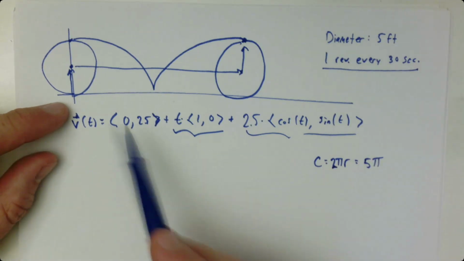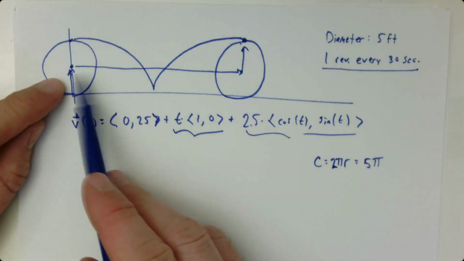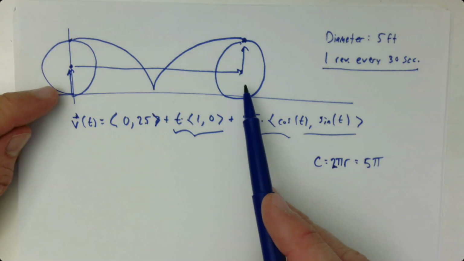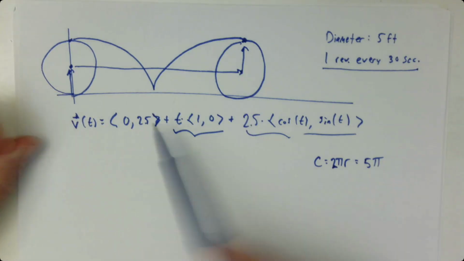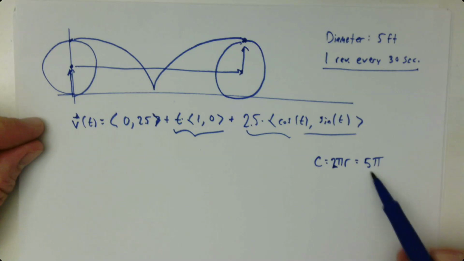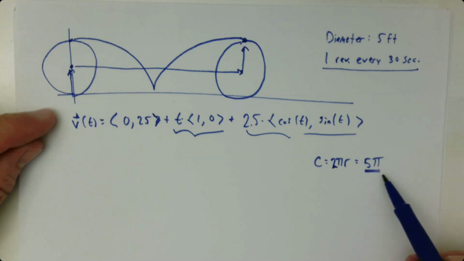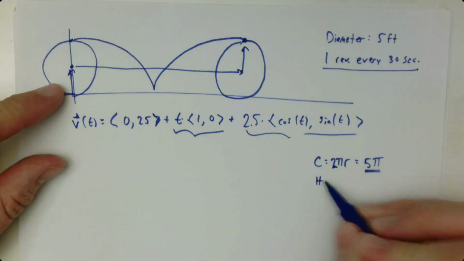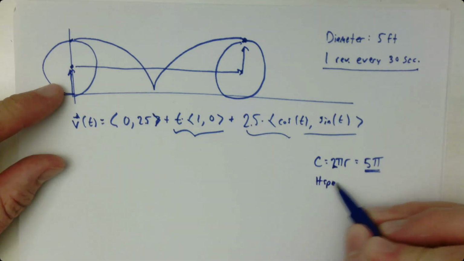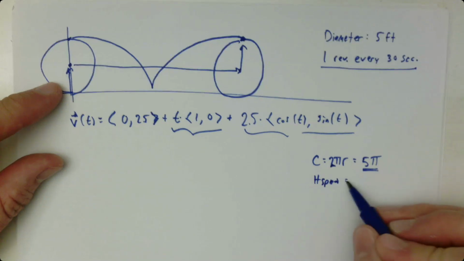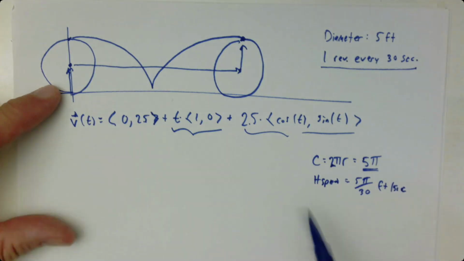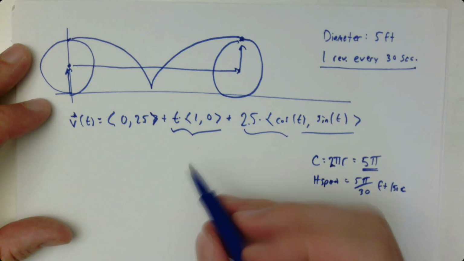And if I think about speed, speed is distance over time. So if I went 10 feet in 3 seconds, it would be 10 over 3 feet per second. So here I'm going 5 pi feet. That's my horizontal distance. It's taking me 30 seconds. So I know my horizontal speed should be 5 pi over 30 feet per second. So a great thing to do is let's just make that the multiplier on t out here.